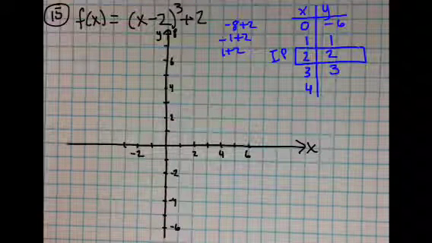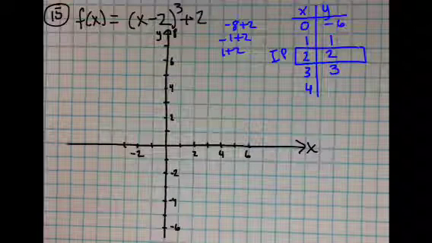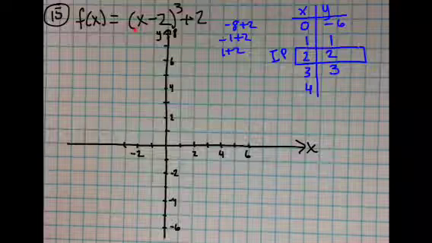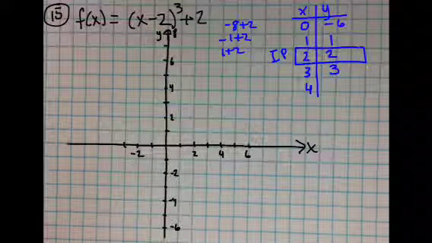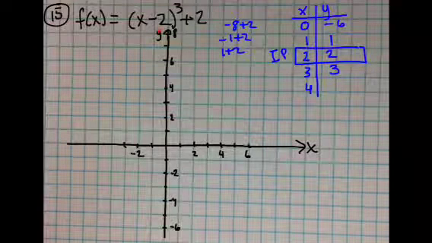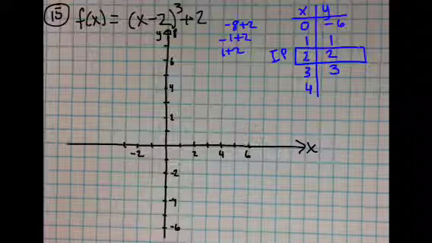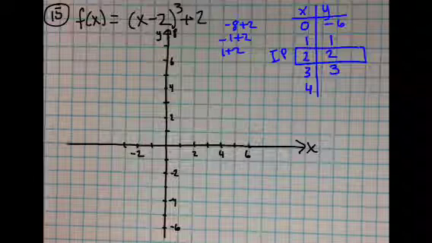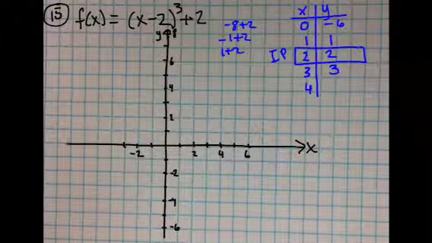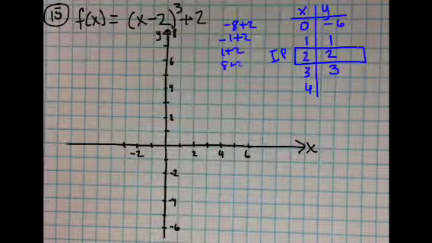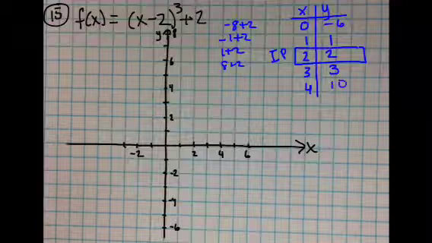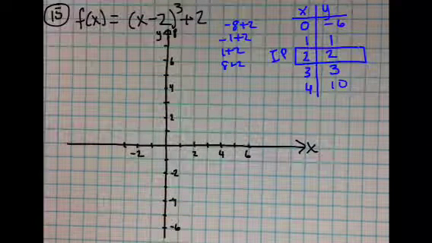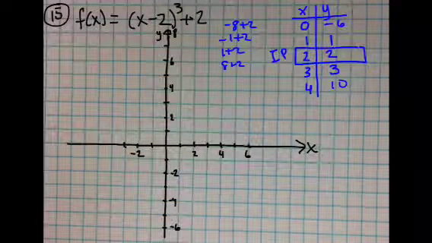Okay, and then last, the last x value on my table is 4. So again, I'm going to put a 4 here. And 4 minus 2, right here, 4 minus 2 is 2. I'm going to cube the 2. 2 cubed is 8. 8 plus 2 is 10. Okay, I may not have enough room for, well, just barely, actually.